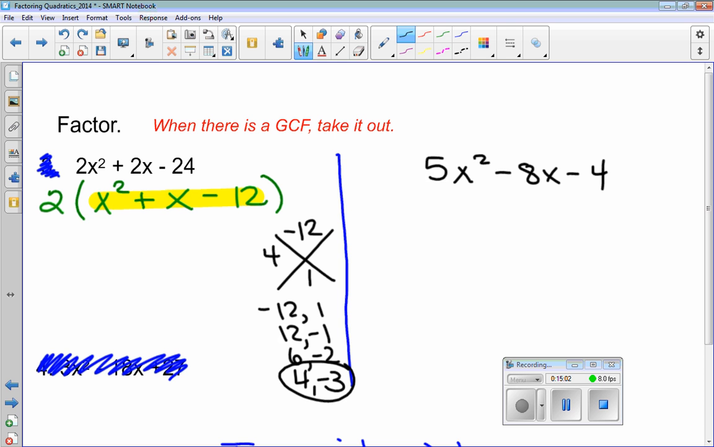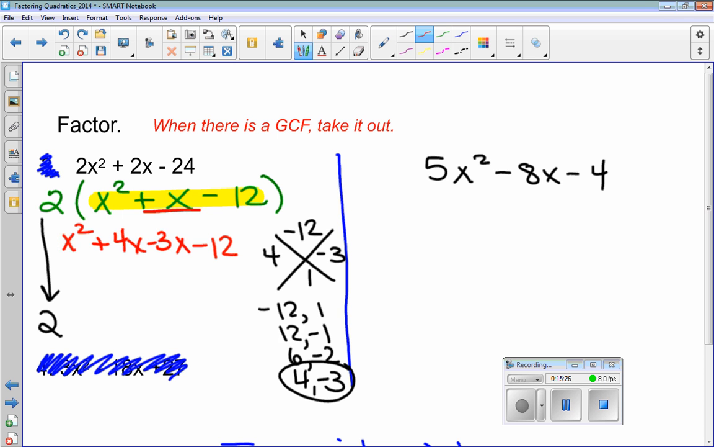4 and negative 3. So again, that 2 is along for the ride. At this point, if you wanted to just do this to remind yourself to put it at the end, that's fine. I'm going to worry about factoring what's inside the parentheses. The first number stays, the last number stays. I'm rewriting this middle term with 4x and negative 3x.